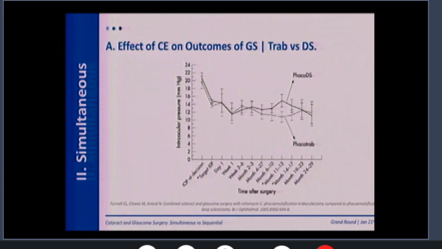And Nitin Anand in the British Journal of Ophthalmology compared phaco DS versus phaco trab. Given the two slides that I showed earlier, you might think that phaco trab has a lower chance of success, but their evidence suggests that both groups are similar. So in conclusion, there might be a lower success with phaco trab, but there's no evidence supporting lower success with phaco DS. But again, when we compare both groups, they are probably comparable.